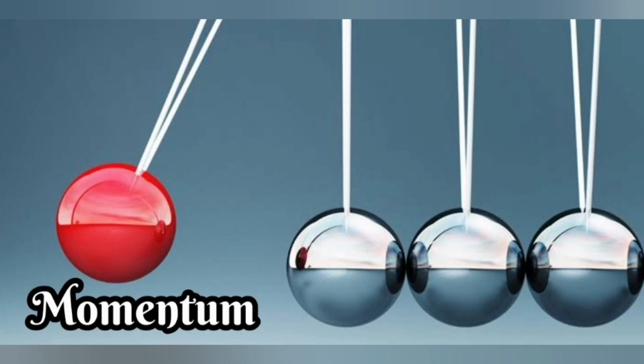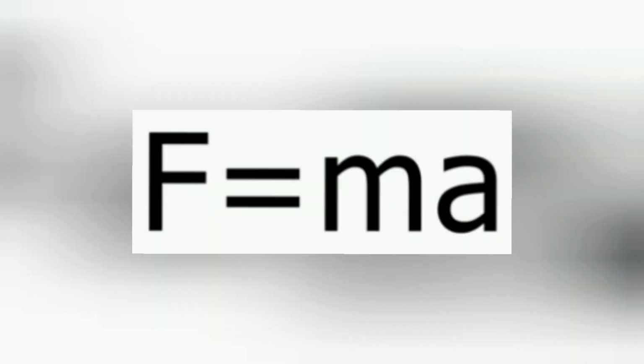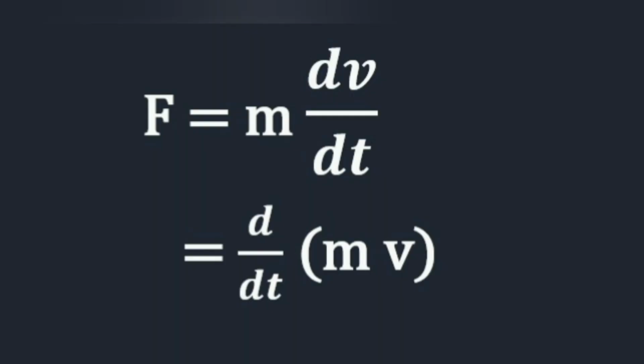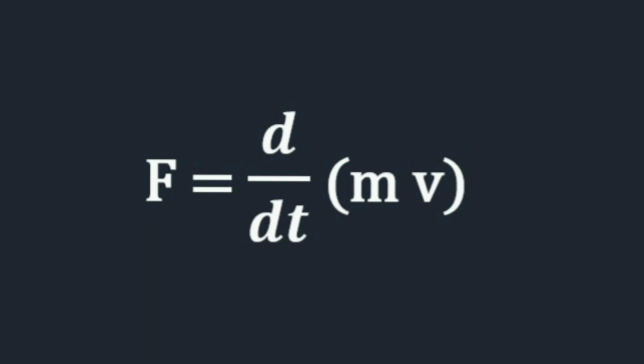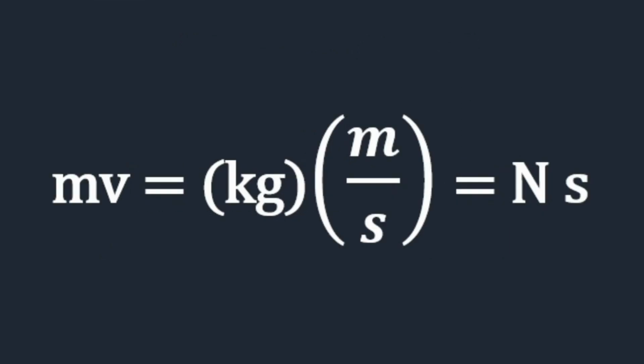Now, what is momentum? If we consider the motion of a particle of mass m acted upon by a force F, the equation of motion of the particle is given by F is equal to m into a, which is equal to m into dv by dt, which is equal to d by dt of m into v. This equation states that the force F acting on the particle is equal to the rate of change of momentum of the particle. The vector mv is called the momentum or the linear momentum. It has the same direction as the velocity of the particle. The unit of momentum is kg meter per second or Newton second.